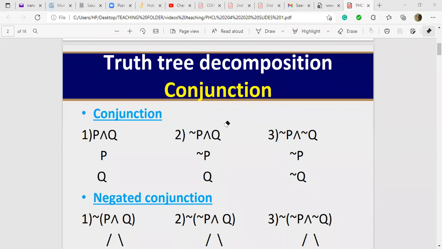This one, which compound is this? Negated conjunction. It's not correct. It's not a negated conjunction. Look at this. How will I go and give you a mark?